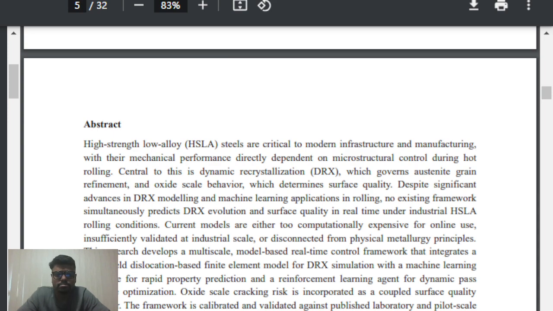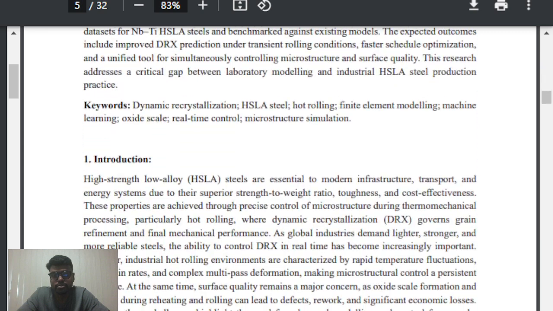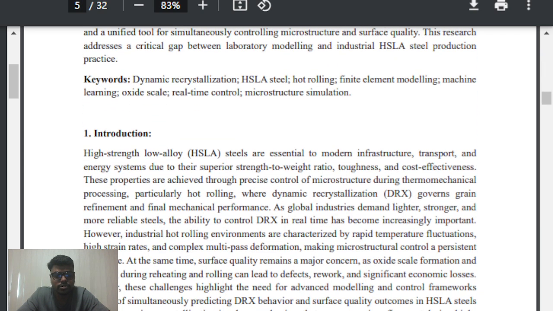So in this introduction part, I explained that industrial hot rolling is very difficult to control because the conditions change very rapidly: temperature, strain rate, rolling speed, alloy chemistry, and many other things. Existing models often study these issues separately, as I found going through different journals and papers. Industry needs a combined system that can predict both microstructure and surface defects in real time.